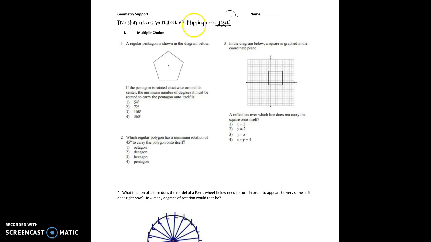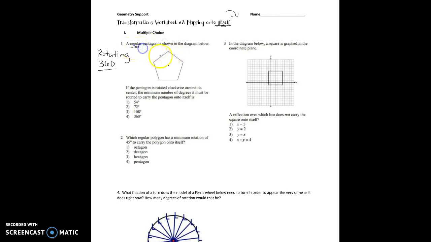Now, the most important part when you're thinking about rotating this figure is that we know that a full turn all the way around is 360 degrees. So if you have a regular polygon, if you want to be able to rotate that figure and have it look the same, what you need to do is take 360 degrees and then divide by the number of sides. So this is a regular pentagon.